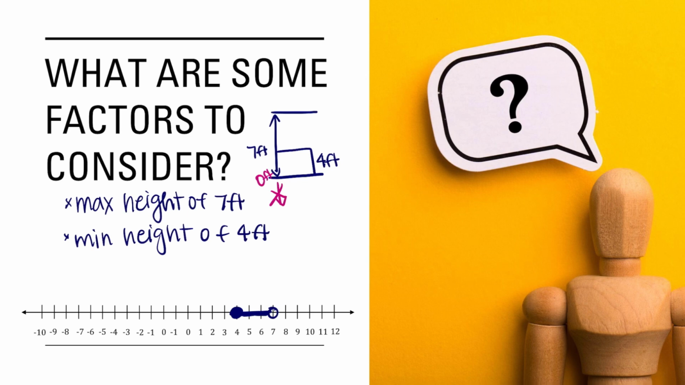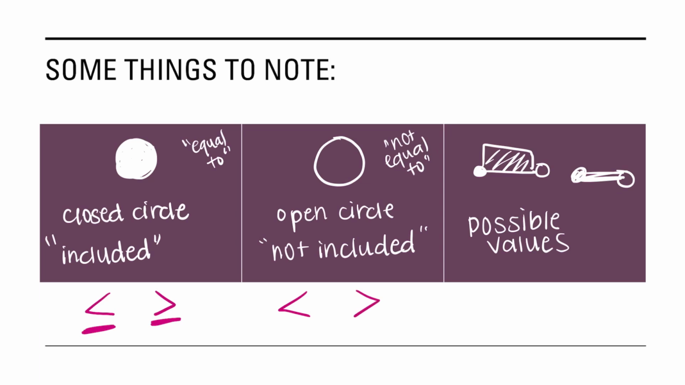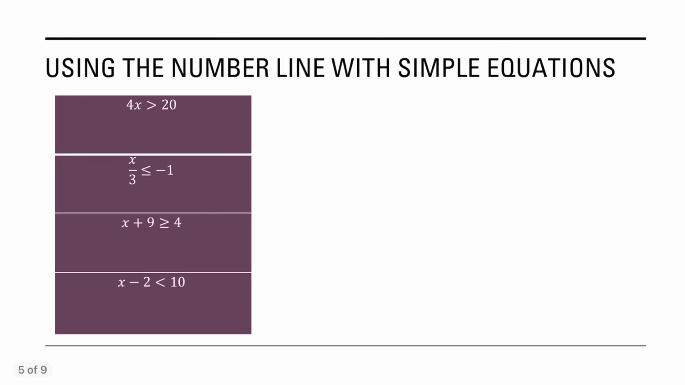So closed circle means included, and we'll often see this with equal to. I'll put that up here. And we'll have this as not equal to. You might remember these: for equal to, you have a bar underneath the inequality symbol, whereas these are just your normal inequality symbols. So let's use a number line with some simple equations.